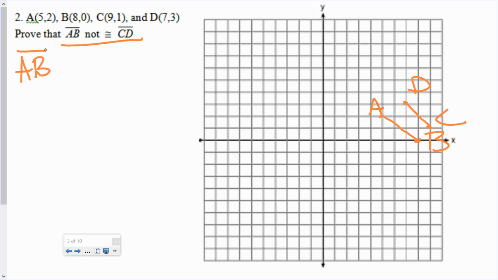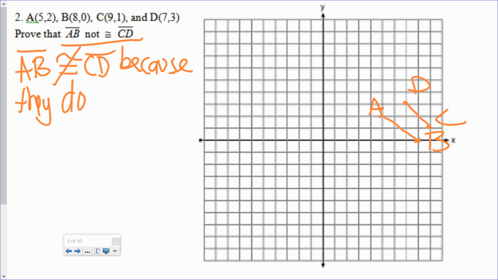There's actually a symbol for that. It's the congruent symbol with a line through it. AB is not congruent to CD because, well, it's the reverse of what we just did. If segments have the same distance, then they're congruent. If segments are not congruent, they don't have the same distance. So I'm going to say that AB is not congruent to CD because they don't have the same distance.